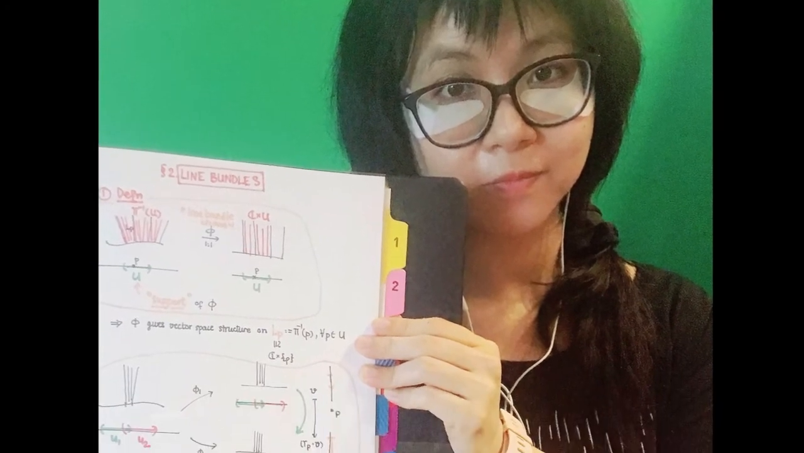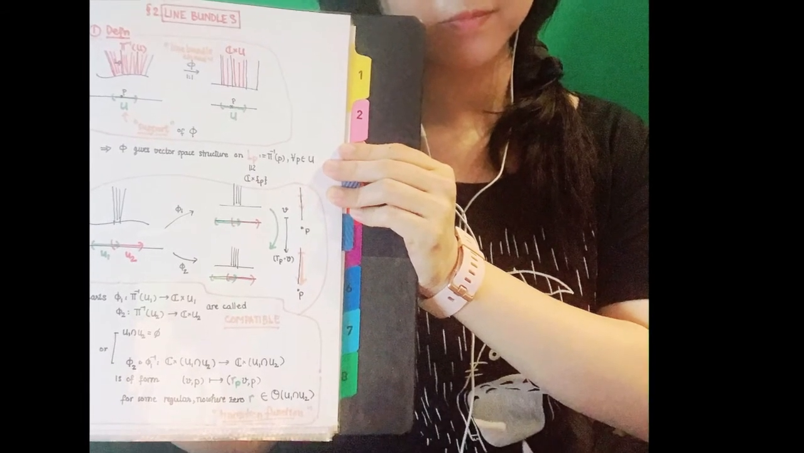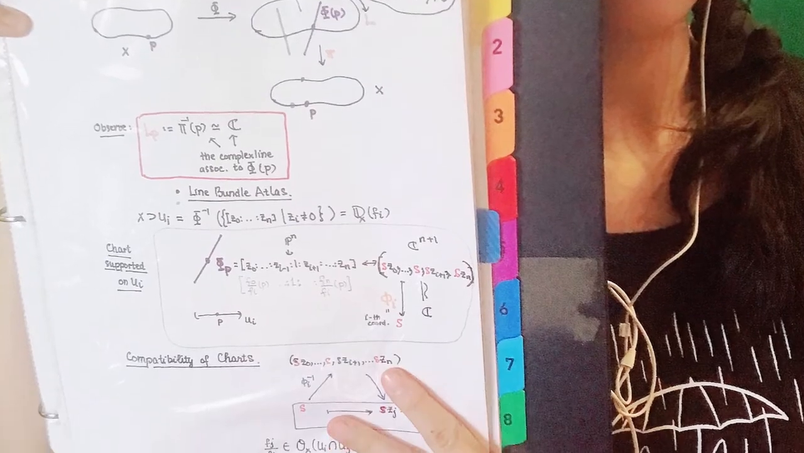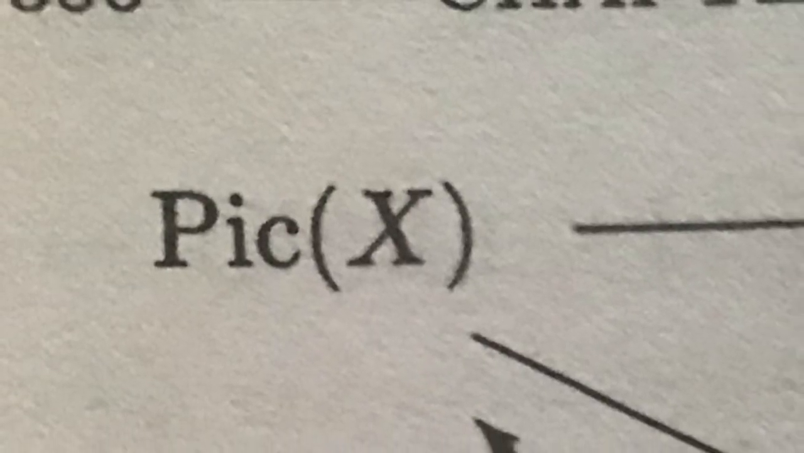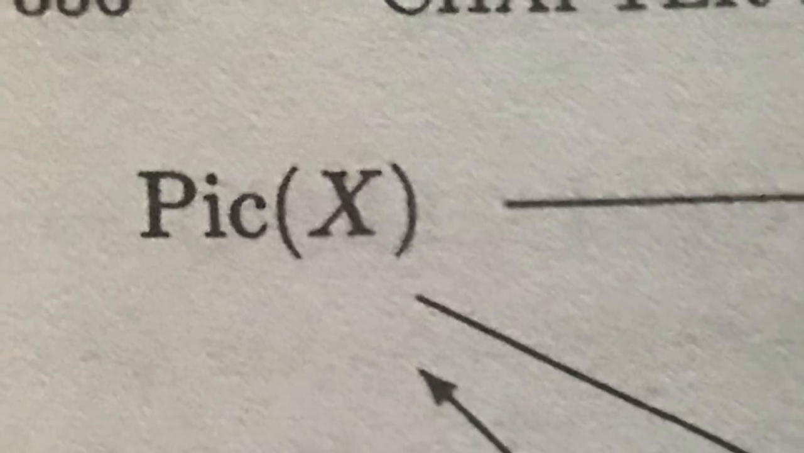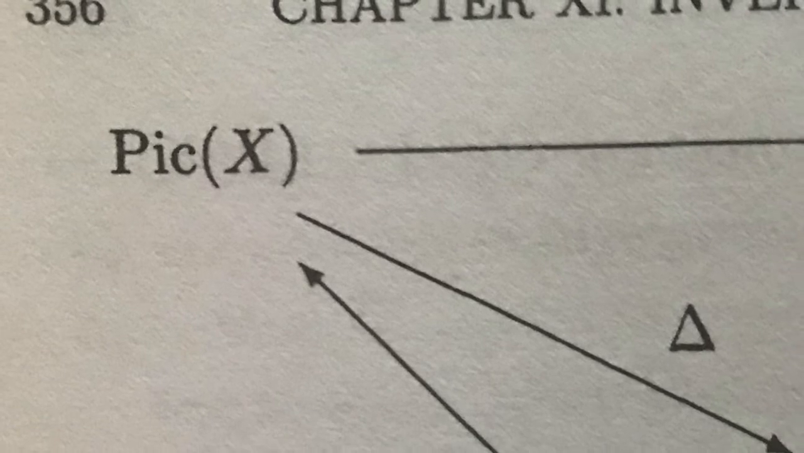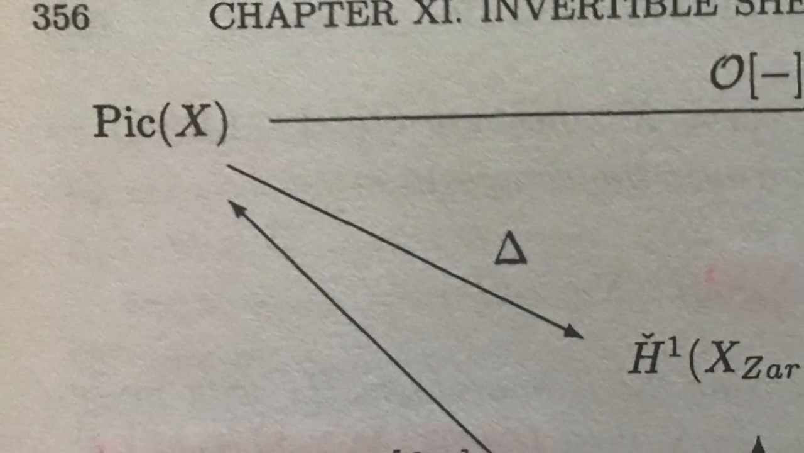So now we're going to talk about line bundles. Remember we promised that at the end of this chapter we're going to reach a very exciting climax, right? We're going to see the different manifestations of the Picard group. So one of these manifestations is the line bundle group, the group of invertible line bundles.